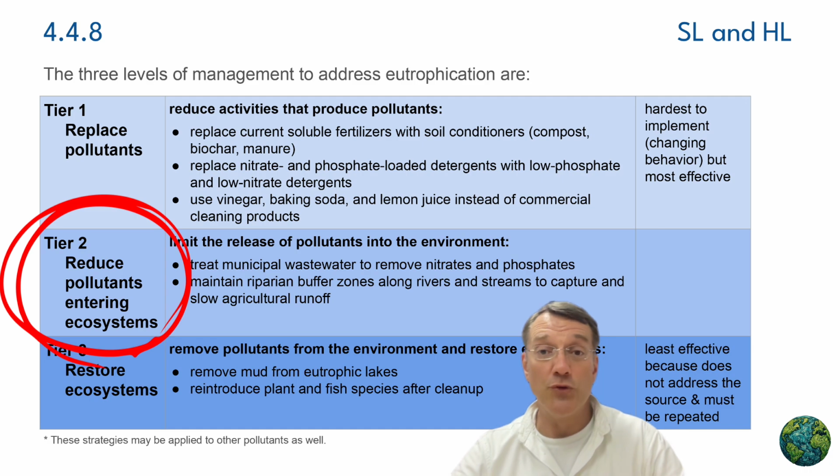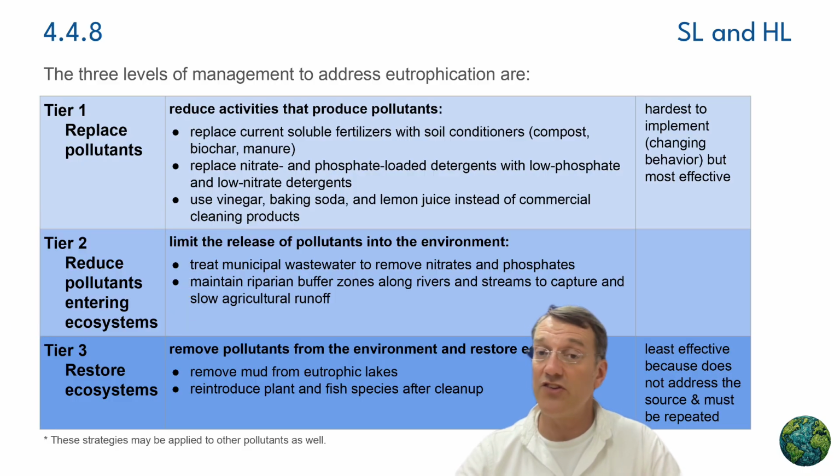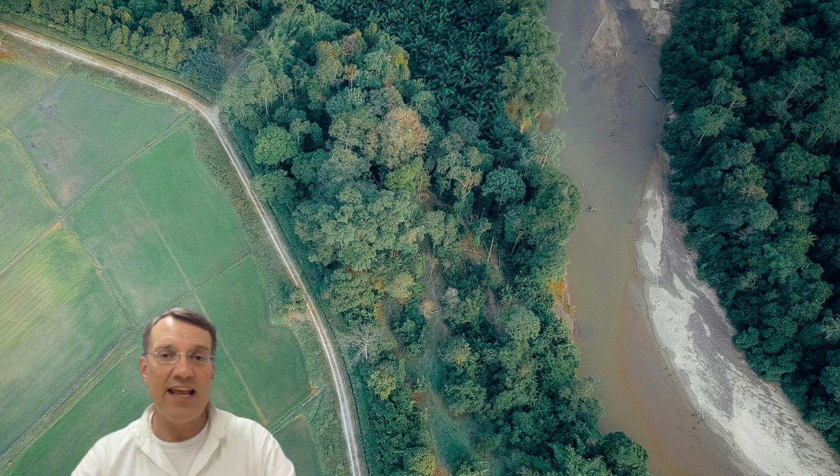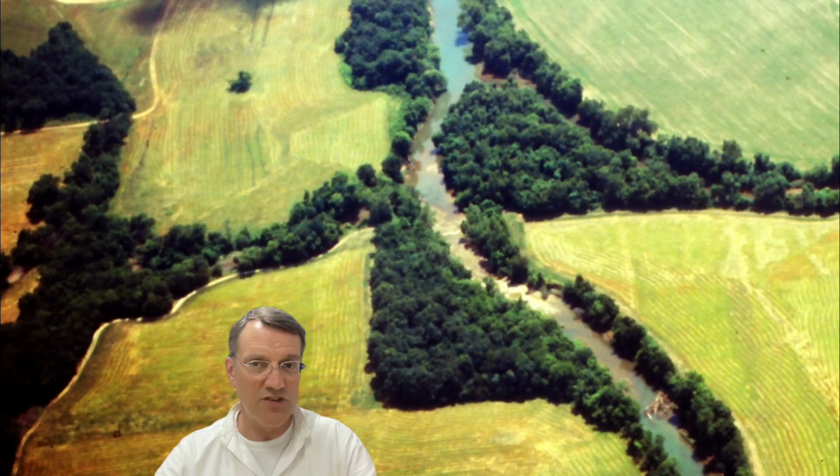Tier 2, reducing pollutants that enter the ecosystem. This limits the release of pollutants into the environment. It doesn't stop them from being produced, it just limits how much of them get into the environment. That includes treating municipal wastewater to remove nitrates and phosphates before discharge, and maintaining riparian buffer zones along rivers and streams. Those are strips of vegetation that capture and slow agricultural runoff before it reaches the water.